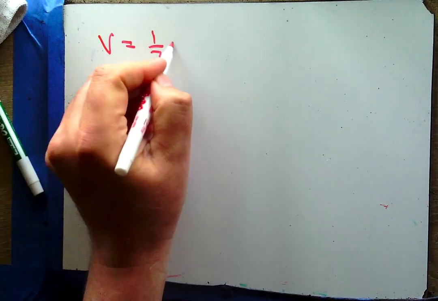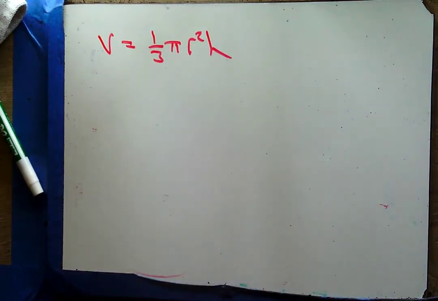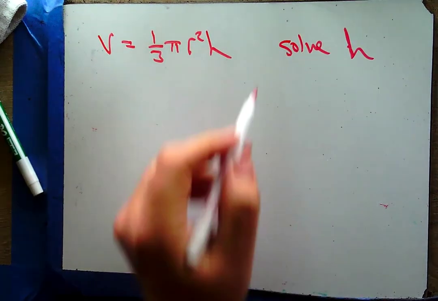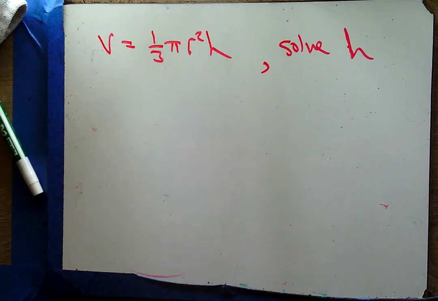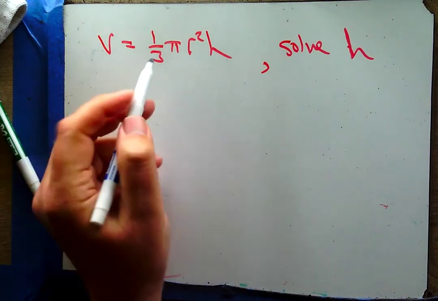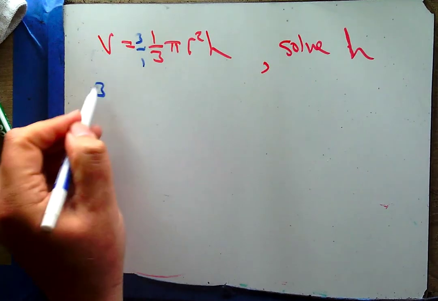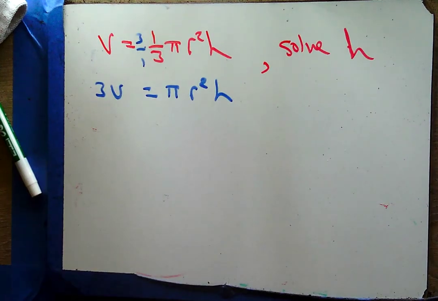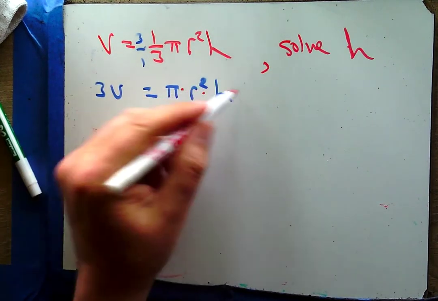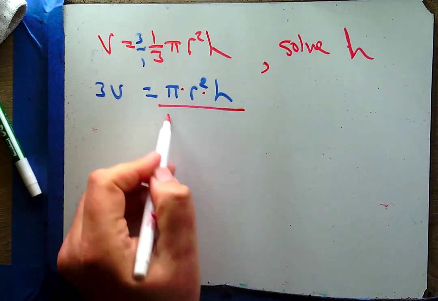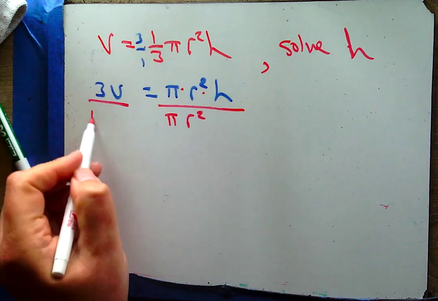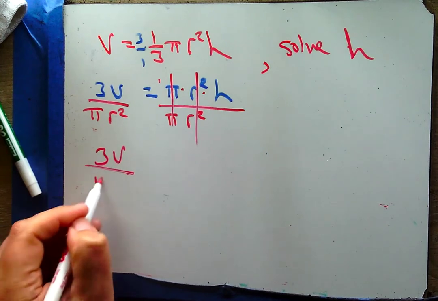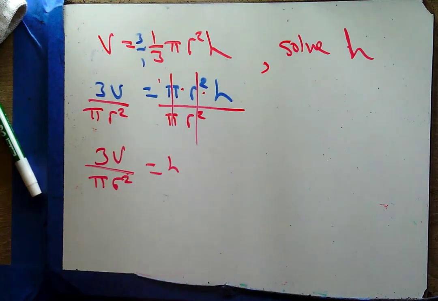V equals 1/3 pi r squared h? How about you solve this for h? Why don't you pause the video and give this one a try? So again, I like multiplying here because now I don't have a fraction to contend with. And I see that the pi and the r squared and the h are all attached with multiplication. So if I want to get rid of everything but the h, I have to divide by everything but the h. So 3v over pi r squared is h.